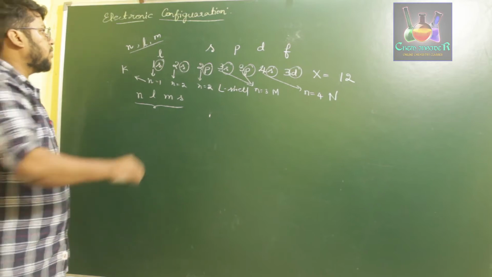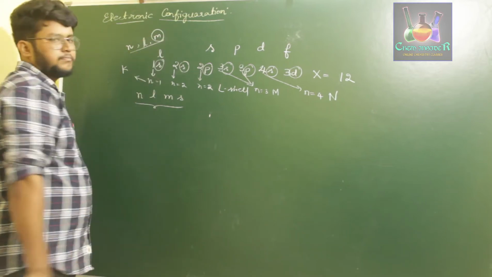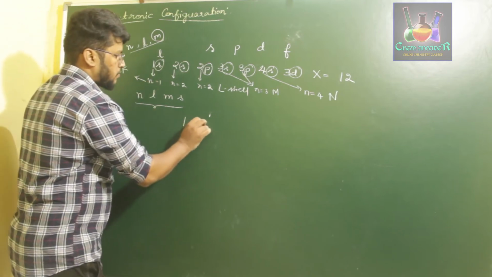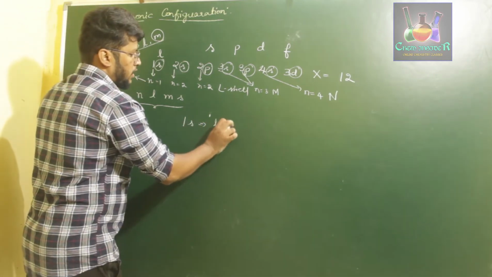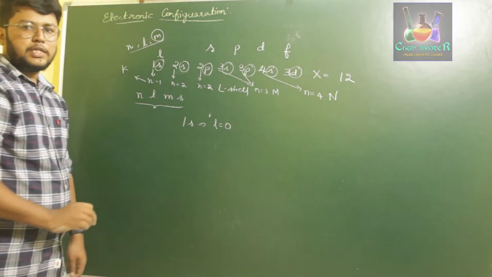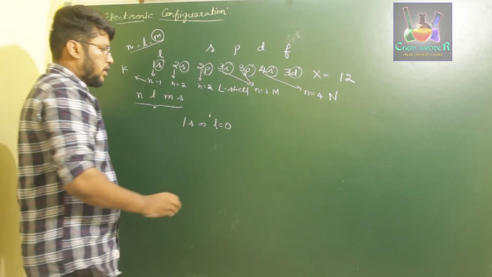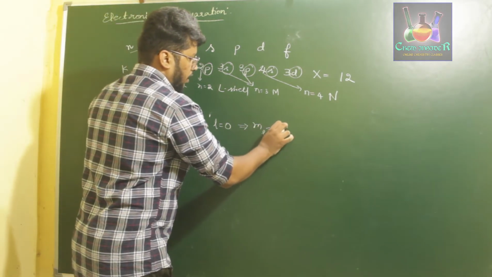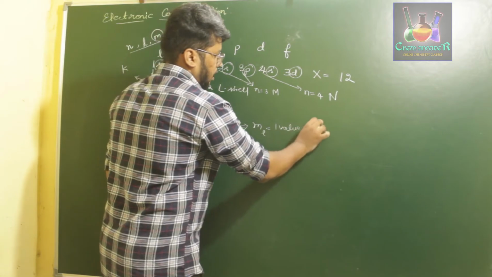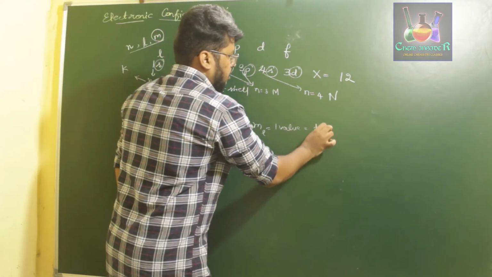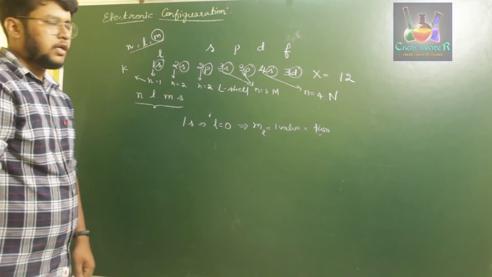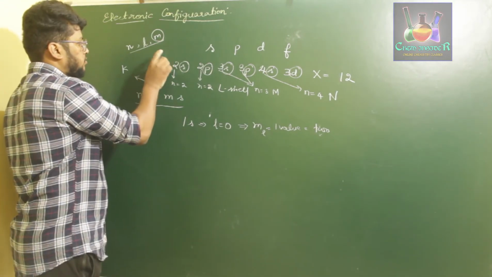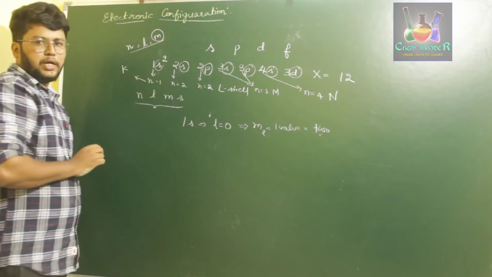For that, what we observe is the number of ml values. If you consider 1s, 1s means the value of L is 0. Therefore, for every L equal to 0 value, ml can have one value and each value can have 2 electrons in it. So 1s carries 2 electrons.